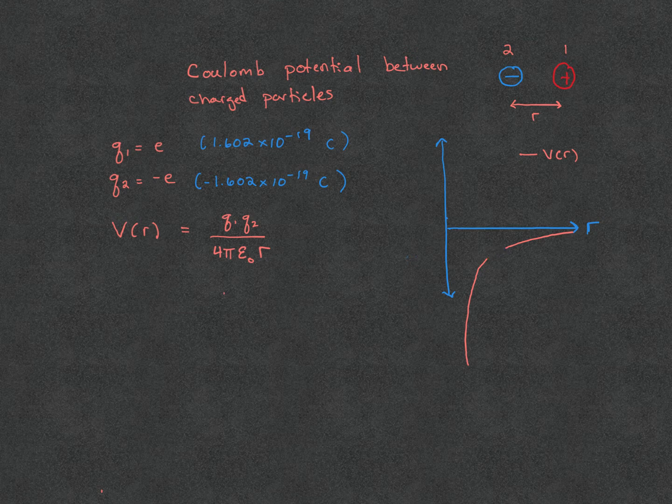Let me draw it again. This doesn't look so good. Try to make this blue line here very long. Okay, so there's this deep hole for the potential that these two charged particles can fall into. Okay. The separation, by the way, is always positive by definition.